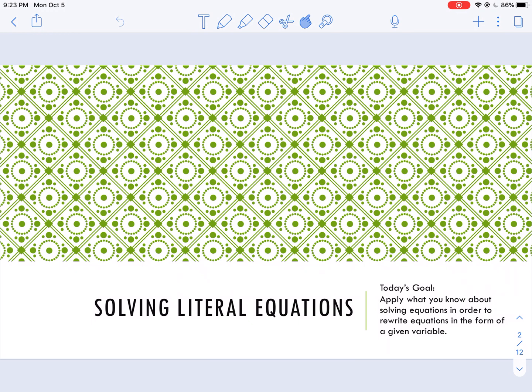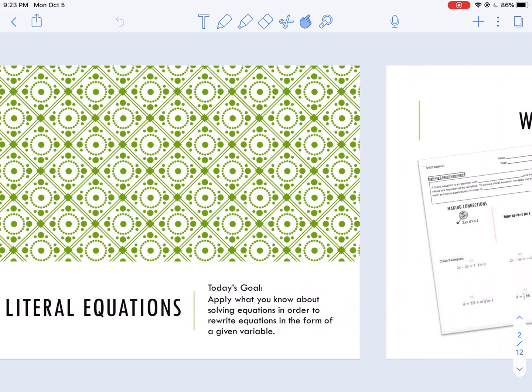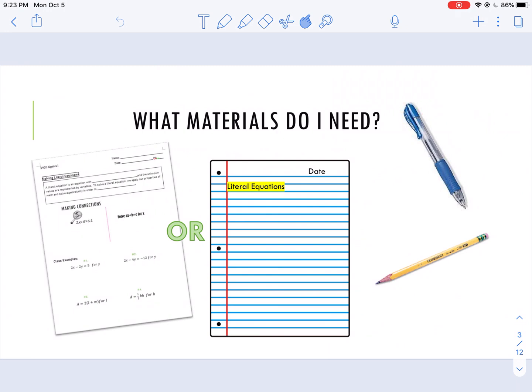Today we're going to be talking about how to solve literal equations. Today's goal is to apply what you know about solving equations in order to rewrite equations in the form of a given variable.